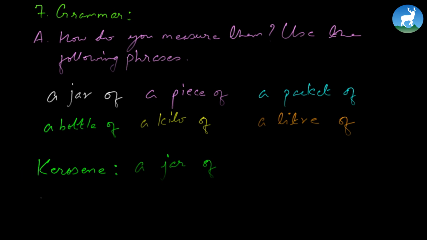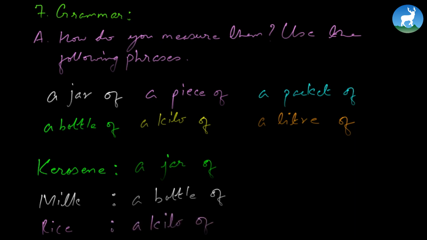Now we go to milk. Is it going to be a jar of milk, a bottle of milk? For milk, a bottle of milk. Now number 3, we have rice. What's the measuring unit of rice? A kilo of rice. Similarly, I'm pretty sure you can figure out what it would be for jam, for biscuits, and also for paper. Of course, the phrases are given right there.